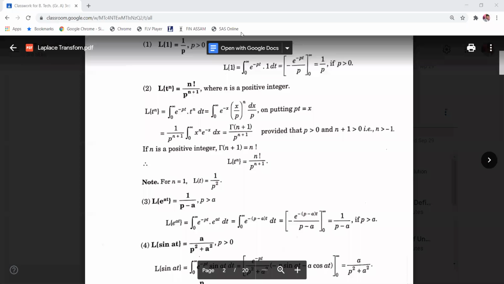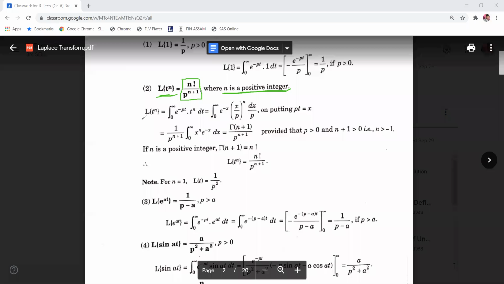Next you see. Now the Laplace transform of t to the power n, where n is any positive integer. So the Laplace transform of t to the power n is factorial n divided by p to the power n plus 1. Factorial n by p to the power n plus 1. So that is a very simple one.